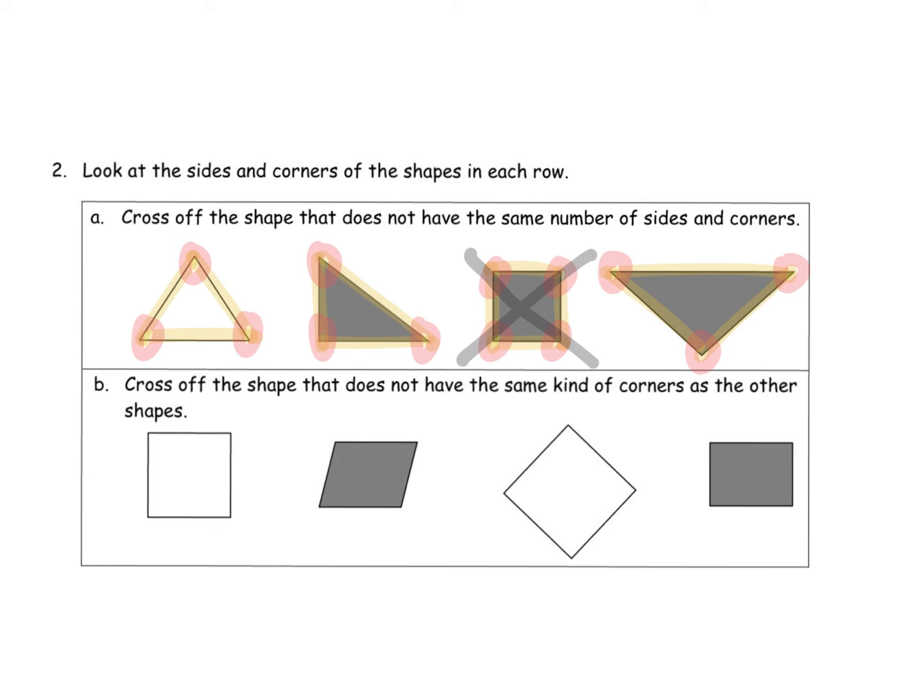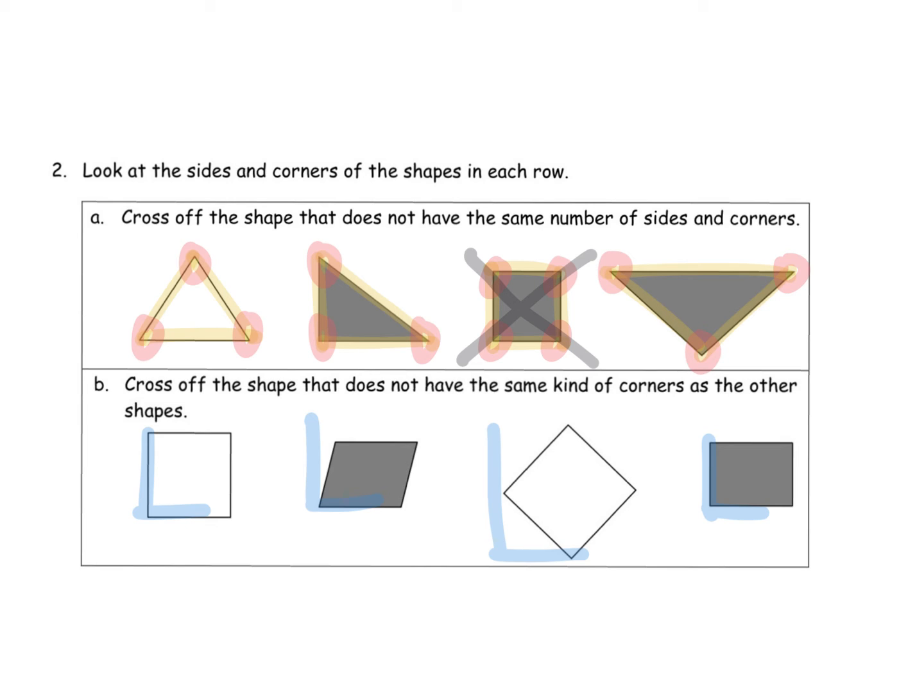In the next row, we want to cross off the shape that does not have the same kind of corners as the other shapes. So now I'm going to draw straight lines around the outsides of our shapes to see if they line up. Our square lines up. Our parallelogram, not so much. Our diamond doesn't look to line up, but I will explain that. And our rectangle lines up.